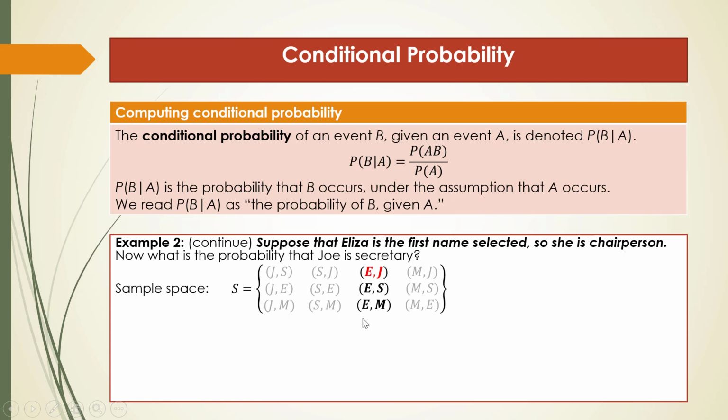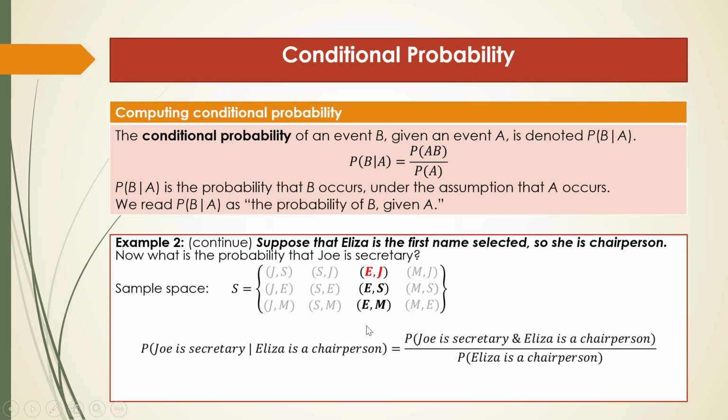And the third column is the event when Elisa is the chairperson. So the probability that Joe is the secretary given Elisa is the chairperson is the probability that both events occur over the probability that Elisa is the chairperson. The event that Joe is the secretary and Elisa is the chairperson is the red event, so the probability of it is 1/12. And the probability that Elisa is the chairperson is 3 out of 12. So the answer is 1/12 over 3/12, which is 1/3.